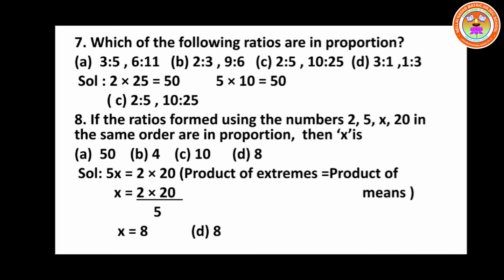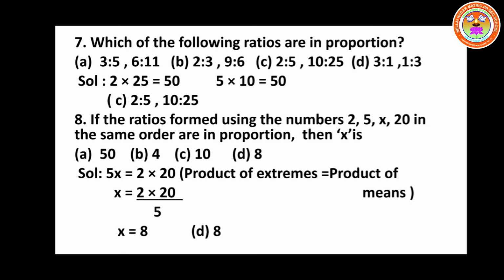Okay. Now option D also we will check. 3 is to 1, 1 is to 3. So what are the extreme products now? 3 into 3, 9. Product of the means, 1 into 1, 1. So they are not in proportion.